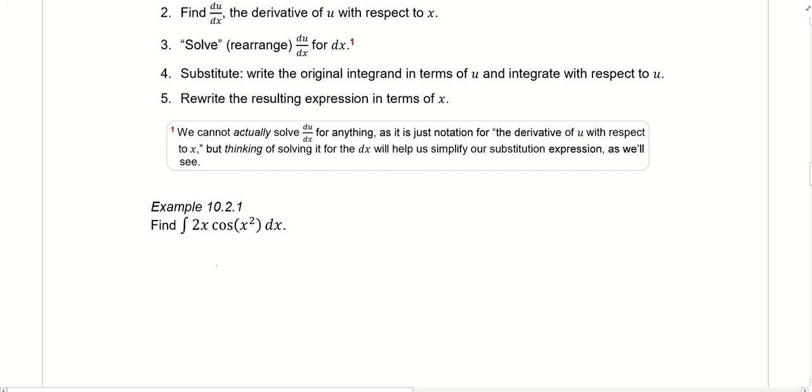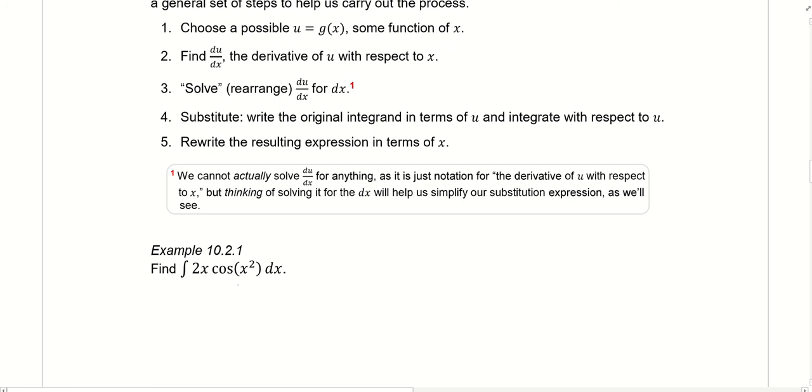Because if I think about this, this is a product of functions of x, right? It's 2x times the cosine of x squared. So we're taking the integral of a product. And when our integrand, that's the name of the thing we're integrating, is a product of functions of x, that's usually an indication that substitution is a good way to go.